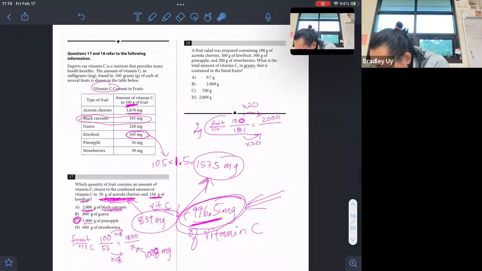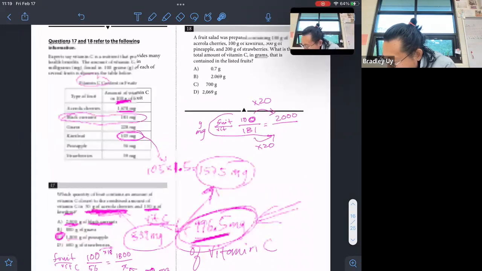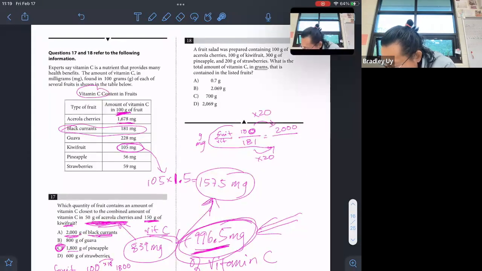A fruit salad was prepared containing 100 grams of cherries, 100 grams of kiwi, 300 pineapple, 200 grams of strawberry. What is the total amount of vitamin C? Not in milligrams, but in grams. Okay, so here we go. We're going to just add up a bunch of vitamin C here. 100 grams of acerola cherries.